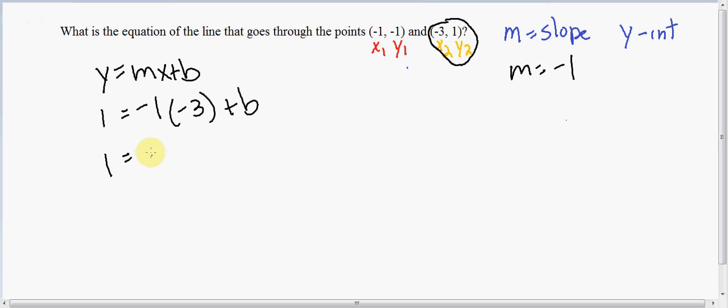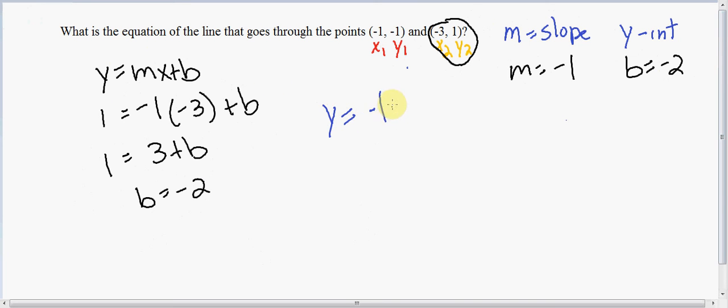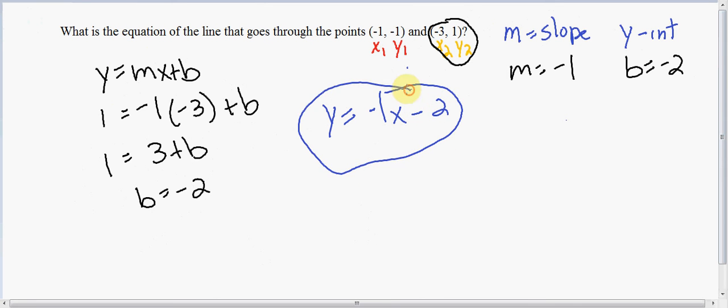So I have 1 equals 3 plus b. I'm going to subtract 3 from both sides, and I'm going to find out that b is equal to negative 2. So over here we'll say b is equal to negative 2. Okay? So when I write my final answer, we'll write it in blue. We'll say that the equation of the line is y equals, we put our slope from right here in front of x, and then we put our y-intercept. Since it's a negative, we're going to put minus 2. And that would be the equation of our line.